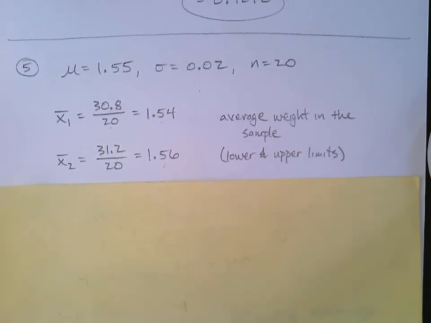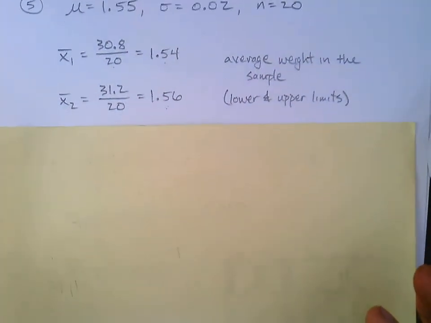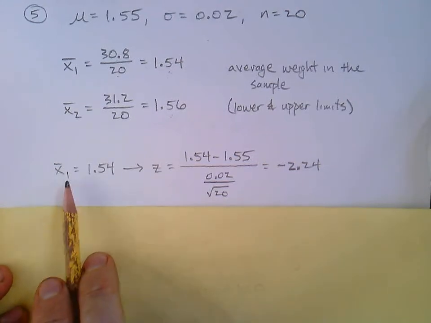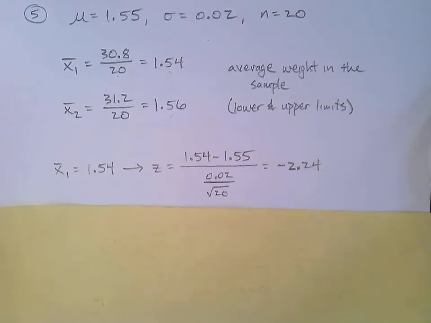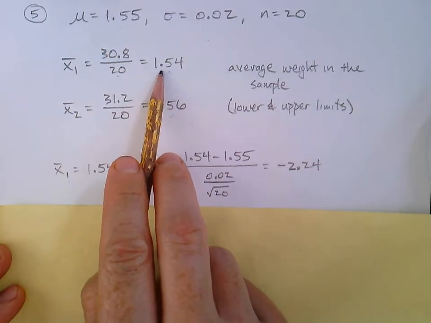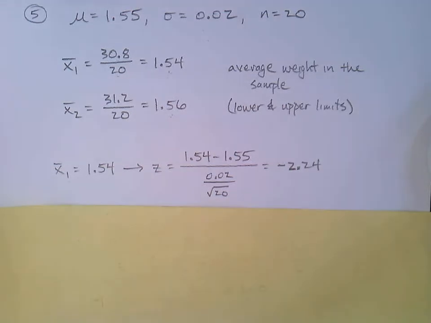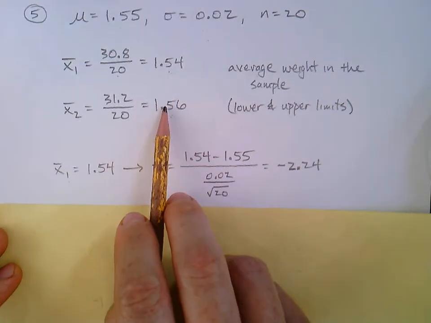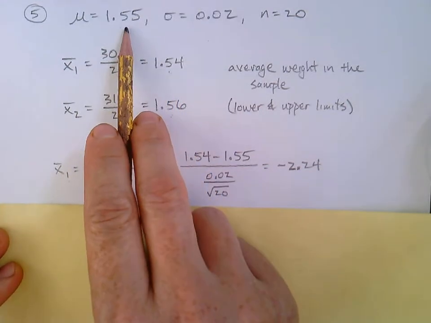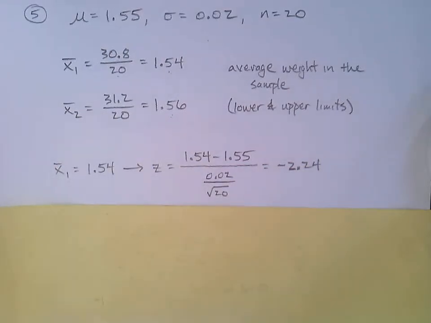What are we going to do with that? Well, maybe it's not surprising. We're going to calculate z-scores with those two x bars. So let's start with x bar number 1, 1.54. Notice those are symmetrical about the 1.55. They're both off by 0.01, which is also maybe not surprising. So it's like they're allowing their average to be 0.01 away from the ideal kind of thing. Okay, anyway, let's go on.